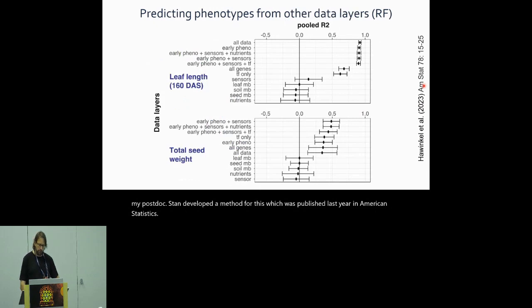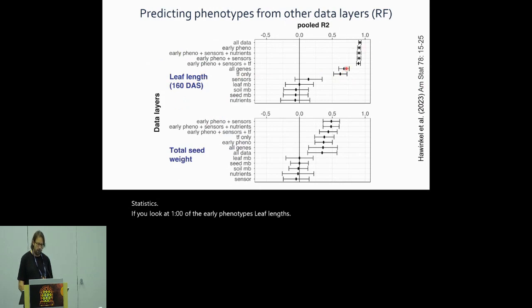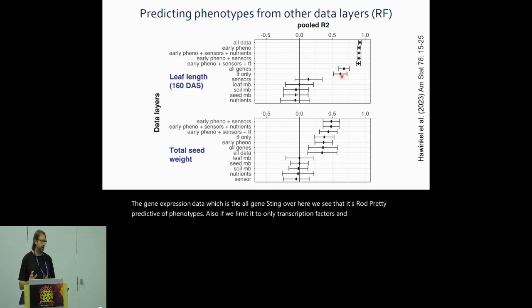If you look at one of the early phenotypes, leaf length, the gene expression data, which is the all genes thing over here, is pretty predictive of phenotypes. Also, if we limit it to only transcription factors and eliminate all of the other genes, it's still more or less the same performance. But all of the other data layers, like the sensors, the microbiomes, the nutrients, have predictive performance which is no better than random. So we cannot predict leaf size, for instance, from the nutrient profile at sowing.